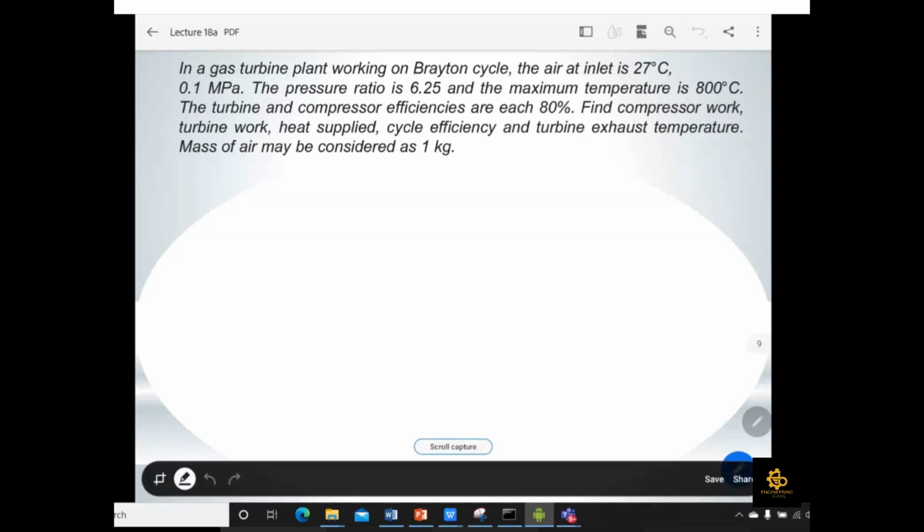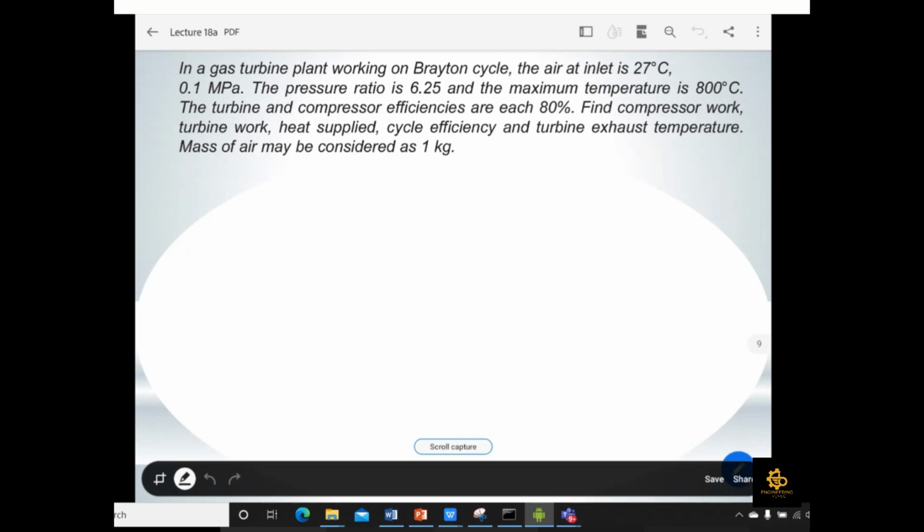Okay, so now here is another question, also related to the actual Brayton cycle. In a gas turbine plant working on a Brayton cycle, the air at inlet is 27 degrees Celsius and 0.1 megapascal, so P1 and T1 are known to you. The pressure ratio is 6.25, so the RP value is known. The maximum temperature is 800 degrees Celsius, so T3 is known. The turbine and compressor efficiencies are each 80%, so both isentropic efficiencies are given. Find compressor work, turbine work, heat supply, cycle efficiency, and turbine exhaust temperature. Consider the mass of the air as 1. So this is the question.